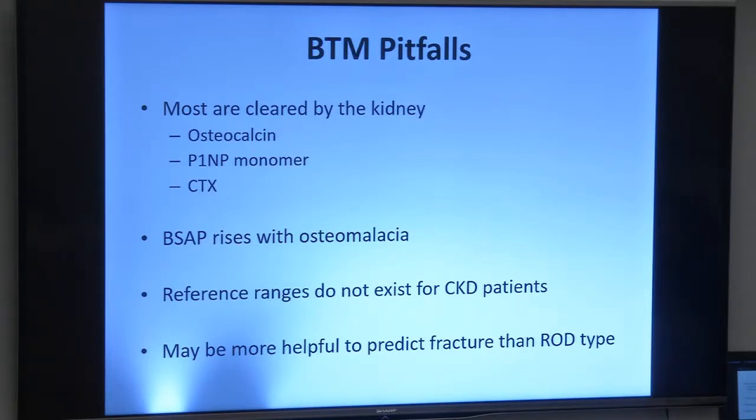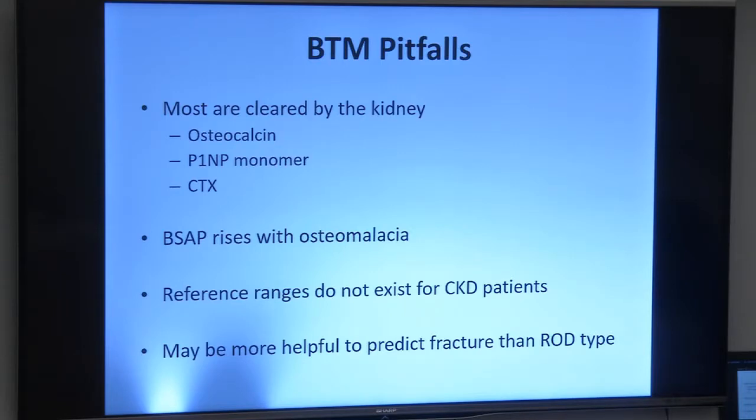Okay, so moving on to the bone turnover markers as a tool to assess bone turnover. This is a little bit complicated because it's not 100%, and this is where the art of medicine comes in versus the science of medicine. Most bone turnover markers are cleared by the kidney, so osteocalcin, P1NP monomer, and CTX are renally cleared. So if you have a CKD patient with high levels of these markers, it may be because they have bad kidney function, or it may be because they truly have high bone turnover. It's hard to know. The turnover markers that are not renally cleared are bone alk phos and the P1NP dimer, or the multimer. Those you can measure in CKD patients, and they should give you an accurate representation of bone formation.